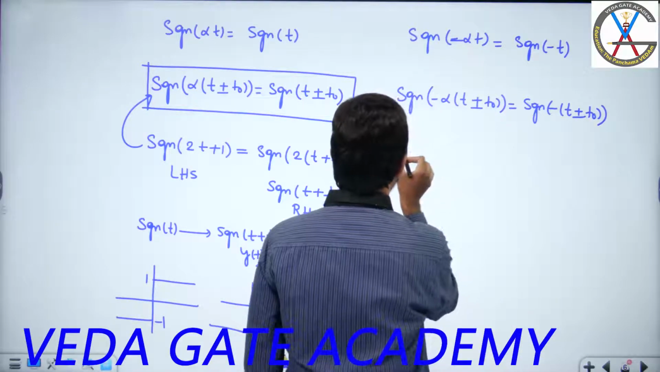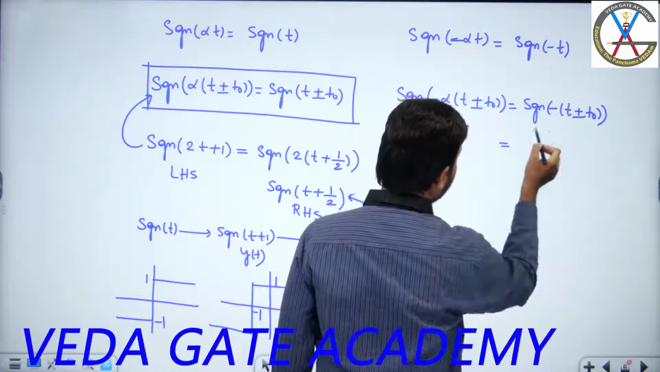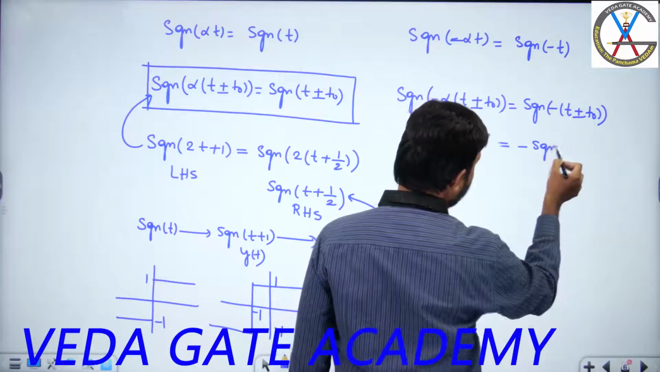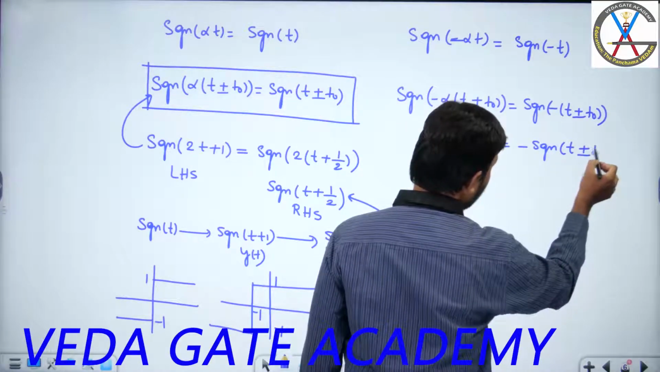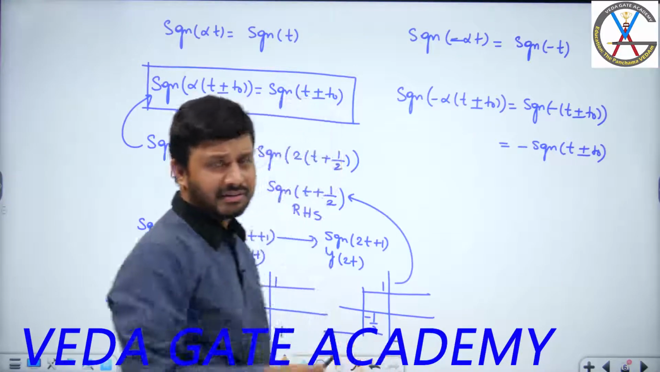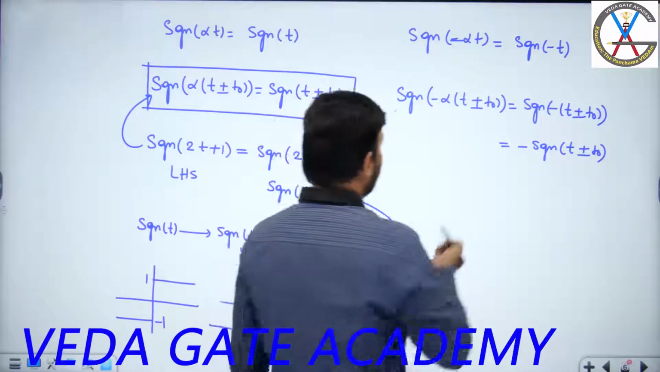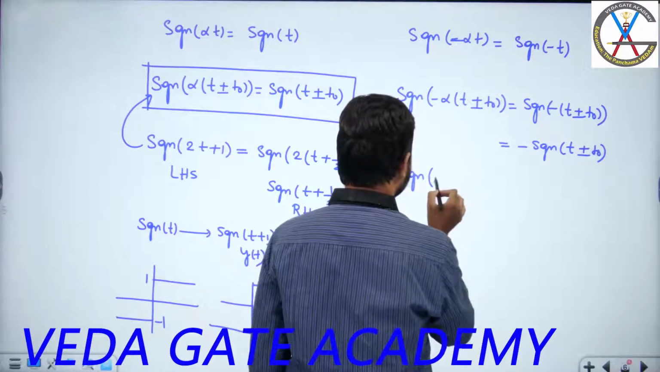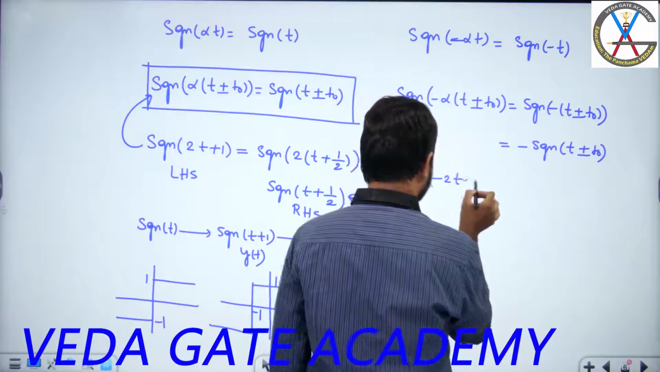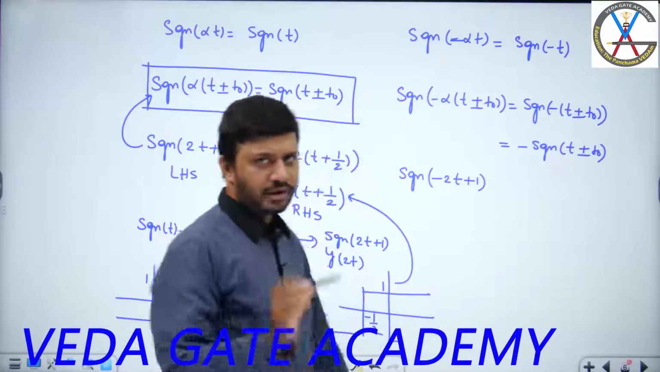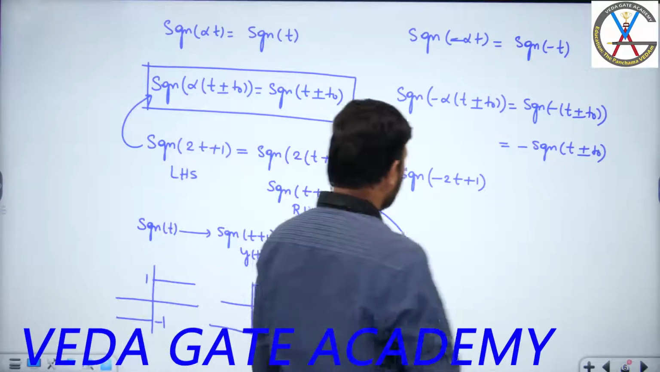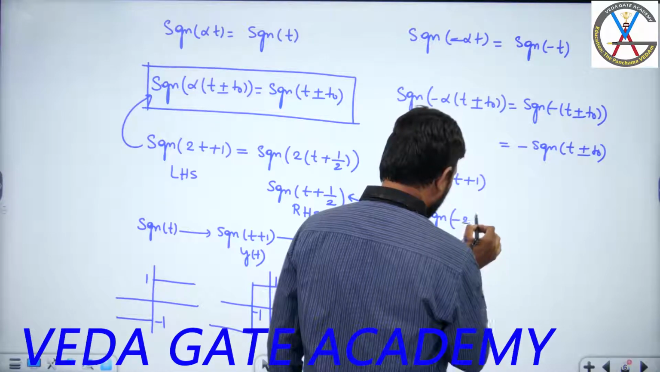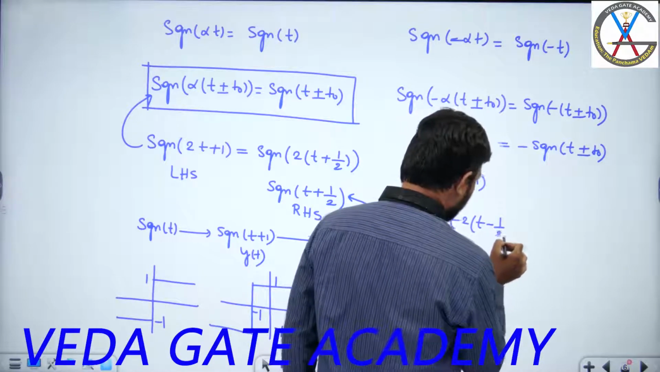Look here. Suppose, or I can write this one like this also. You can bring the minus out, this is an odd signal. This is nothing but minus signum of t plus or minus t naught, you can write, because signum is an odd signal, no? Right. So suppose if I have signum of, say, minus 2t plus 1. So I can write this as signum of, take minus 2 common, t minus 1 by 2.